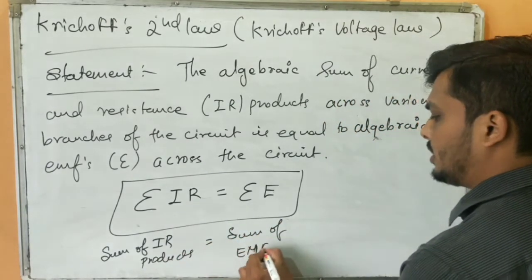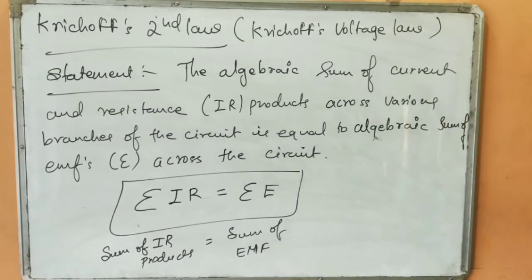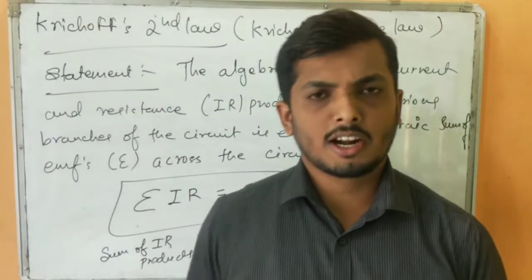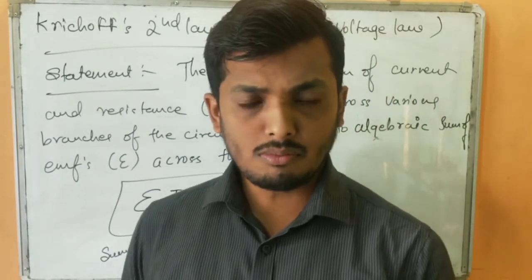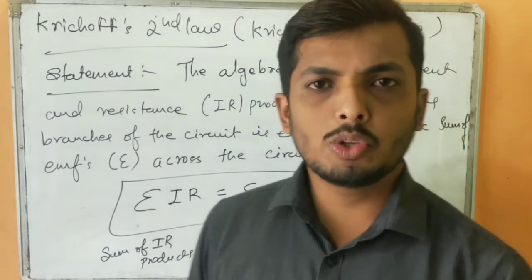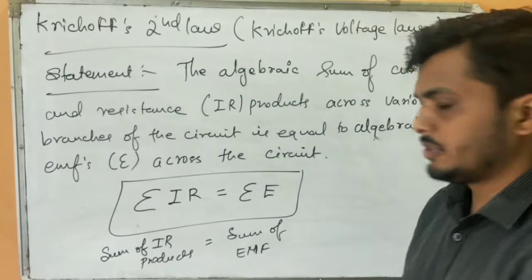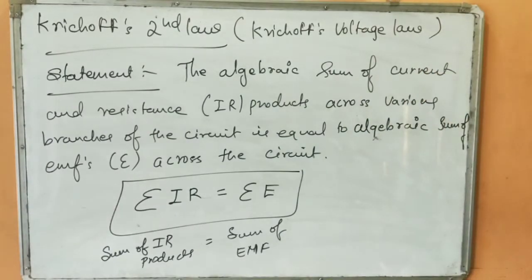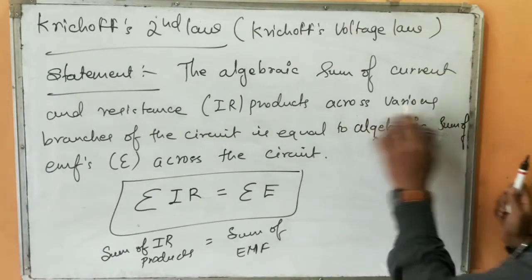We'll try to understand it in a better way. Please note down the statement and I'll explain it. Please try to understand that I have many conductors, and these conductors will have their different IR products. These IR products will be equal to the sum of the EMF present in that circuit. Is that clear?